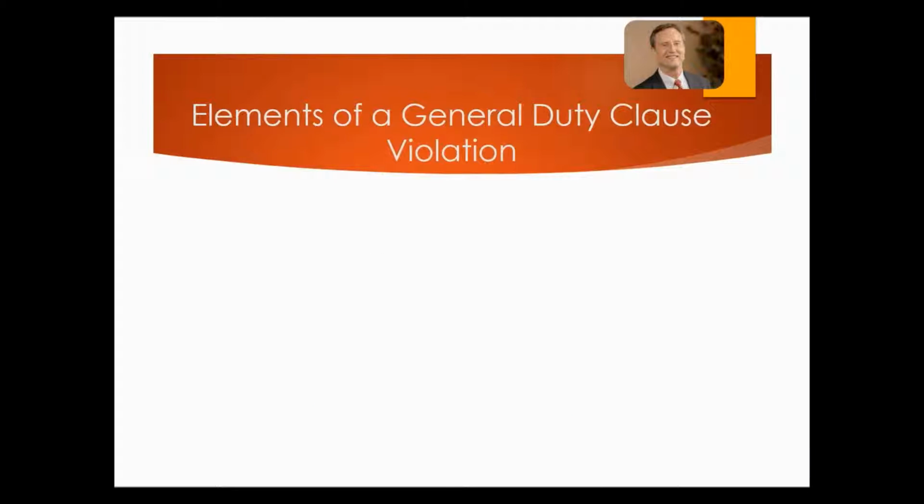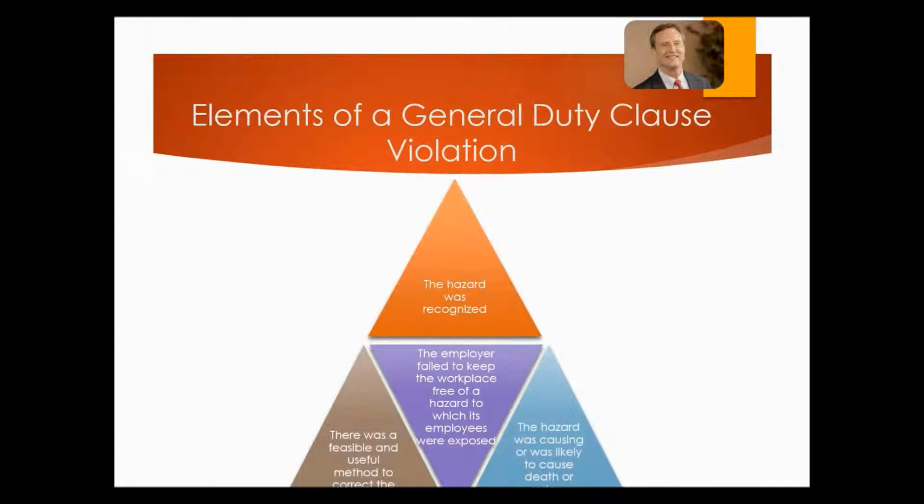Let's move on from the legal perspective to discuss the elements of a general duty clause violation. There are 4 of them, and they're very clear. 1, the hazard was recognized. What does that mean? What does recognized mean? We'll talk about that in a little bit. 2, the employer failed to keep the workplace free of a hazard to which its employees were exposed. So question, what if you're in the construction industry? What if you're at a construction site where there are multiple employers, subcontractors, multiple employees?